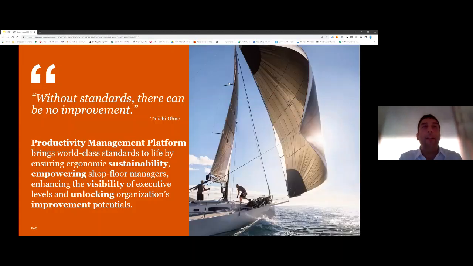So productivity management platform brings world-class standards to life by ensuring ergonomic sustainability. It's based on AWS, empowering shop floor managers, enhancing the visibility of executive levels because data from the shop floor are available for top levels quickly, and unlocking organizations' improvement potentials.